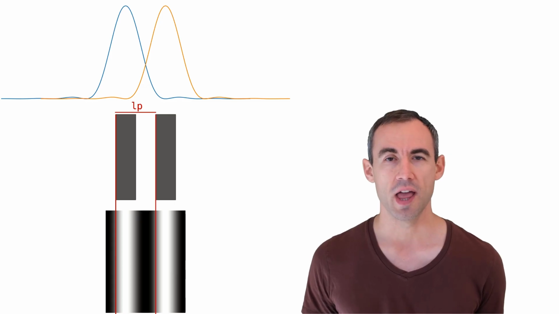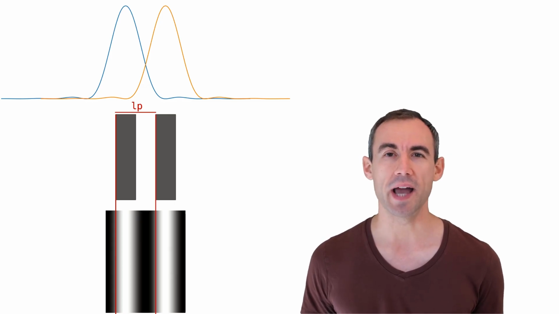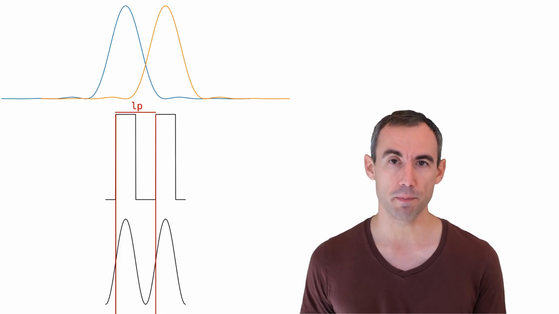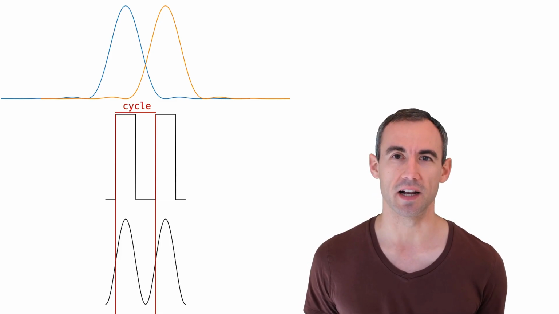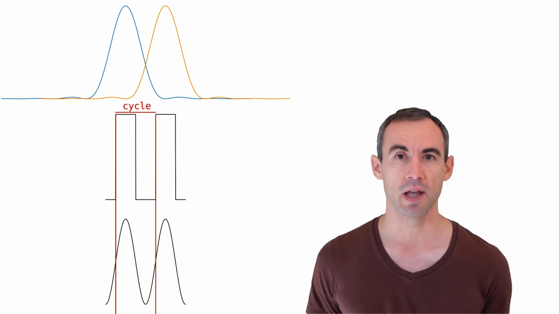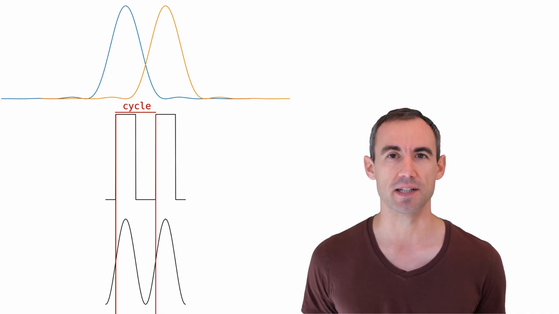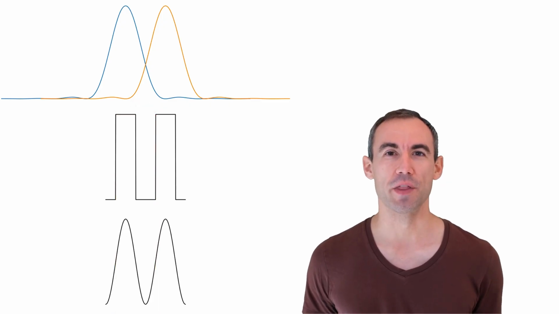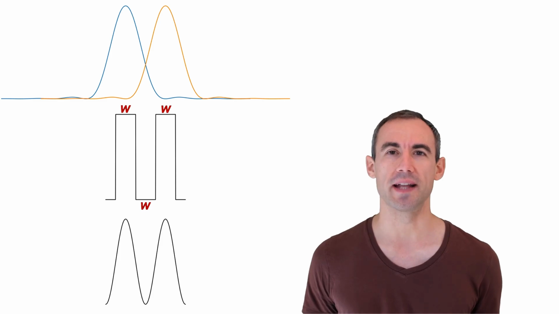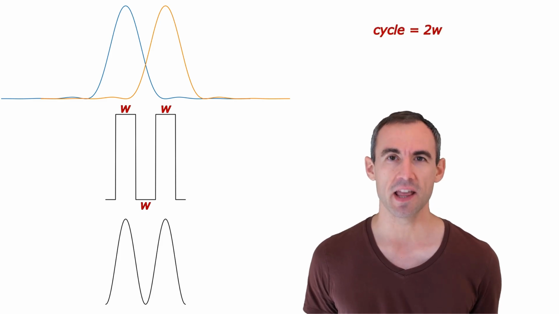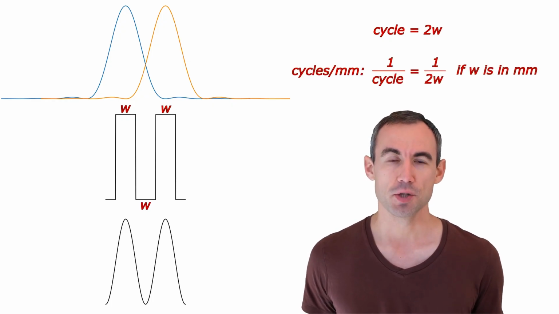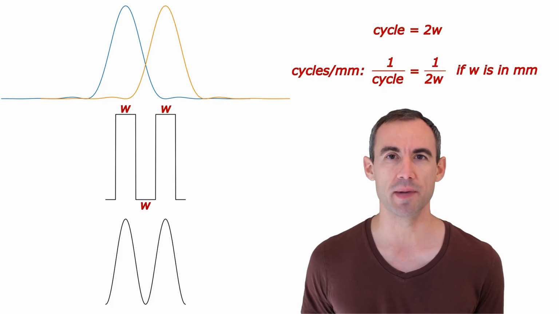Waves are very useful, and later in this video we'll look at why that's the case. In a wave, this distance here, which contains one peak and one trough, is called a cycle. And when talking about resolution, line pairs and cycles are used interchangeably. Let's look at the line pattern again. If we know the width of a line, then we know that a pair of lines, or a cycle, has twice that width. And we also know how many of these cycles fit into a millimeter. So we can compute the number of cycles per millimeter.